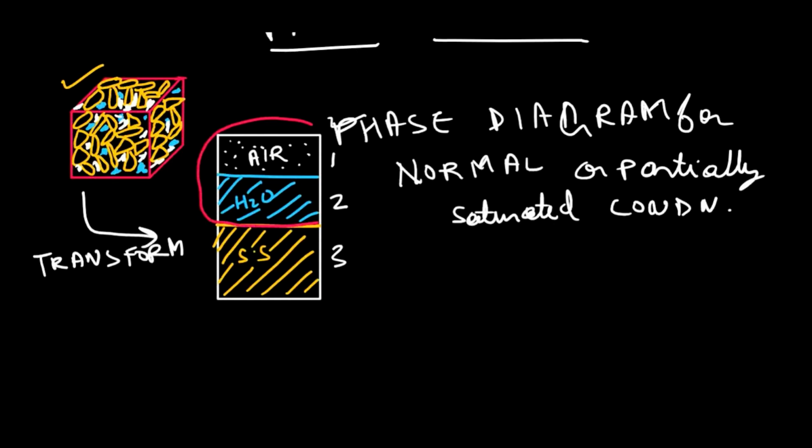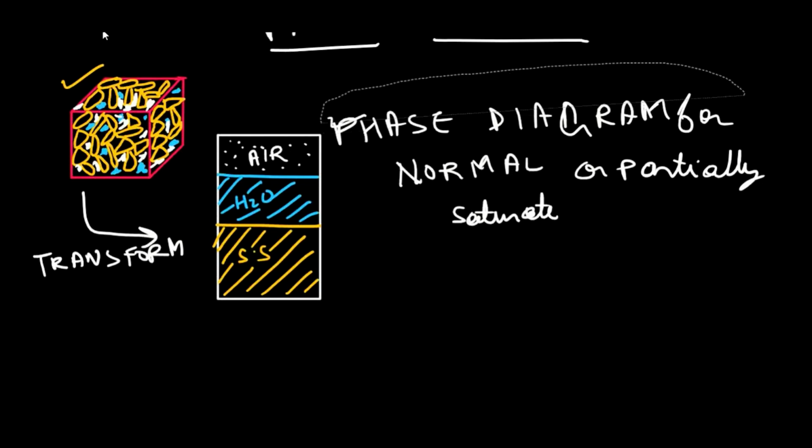Out of this, air and water are present in voids. Both are present in voids. Some amount of air, some amount of water, because this is the normal condition, or you can say the partially saturated condition. I think now you have understood. Now let us draw the diagrams for the remaining condition.